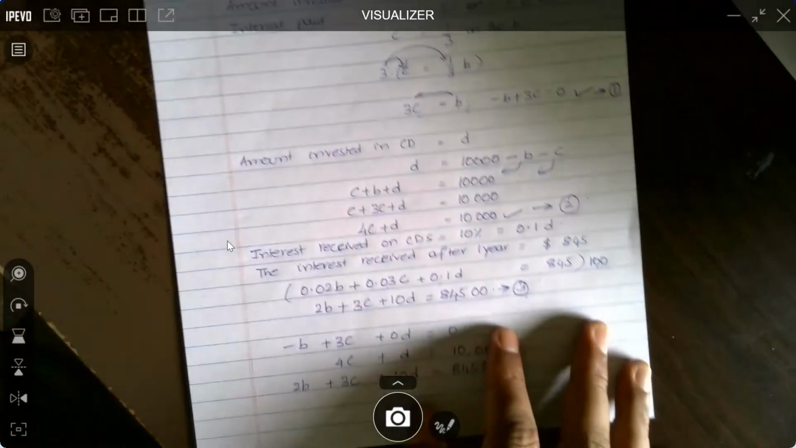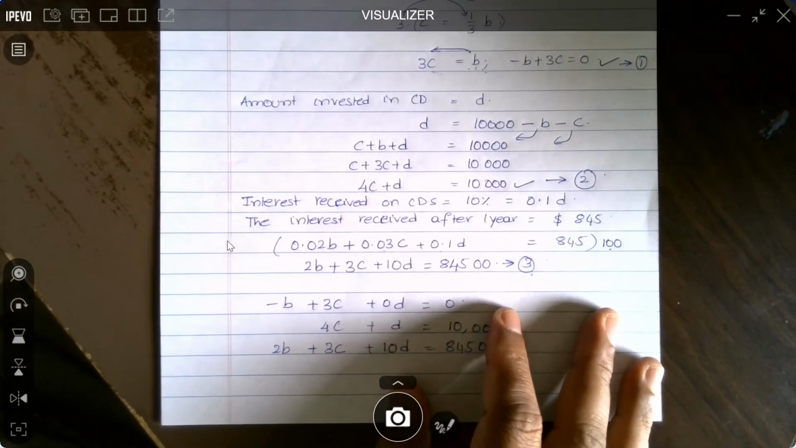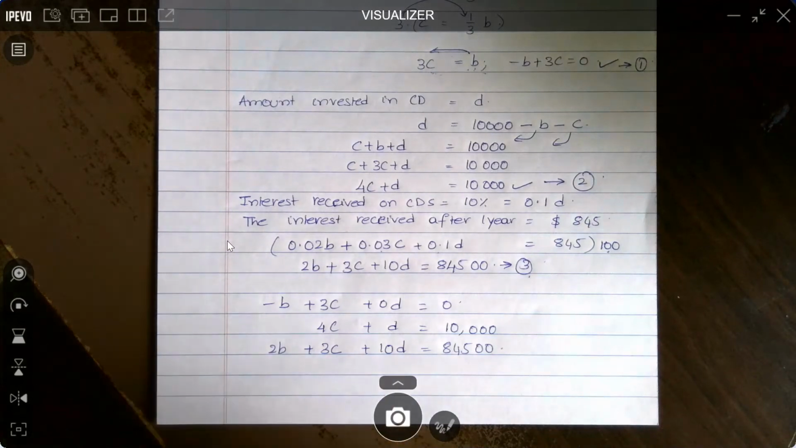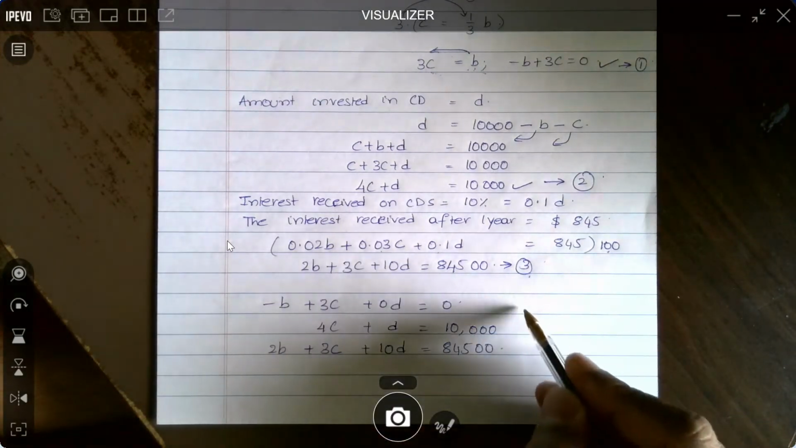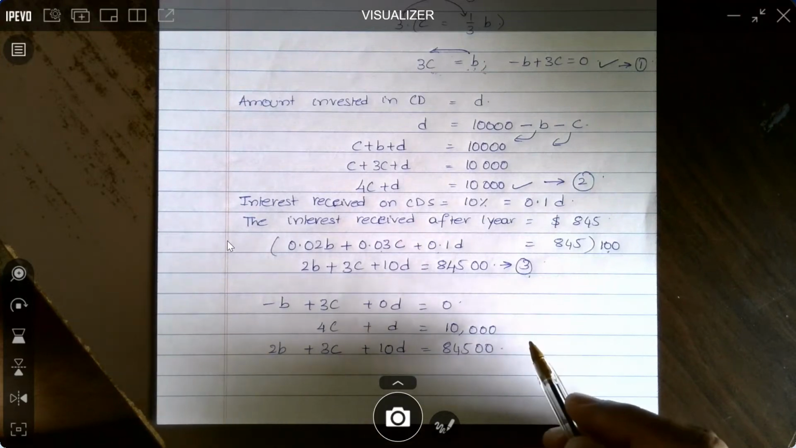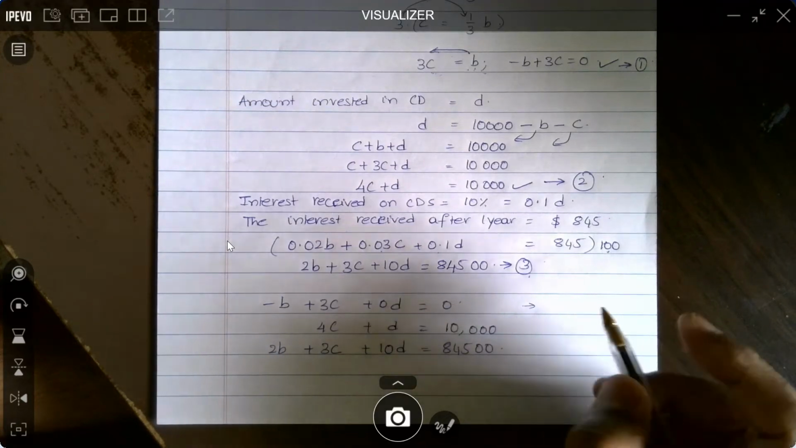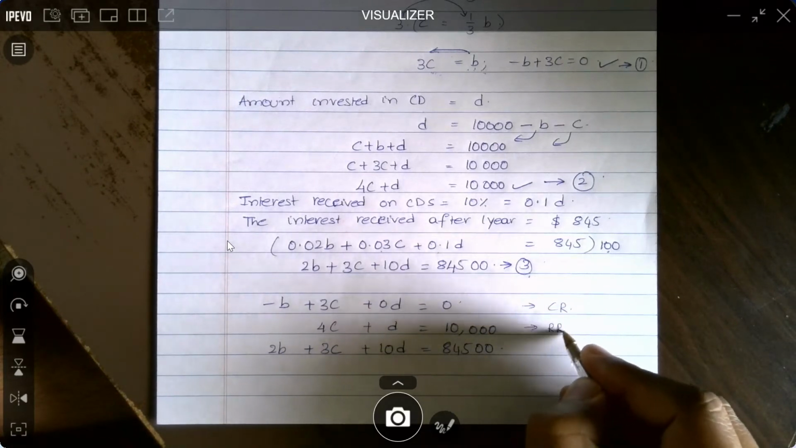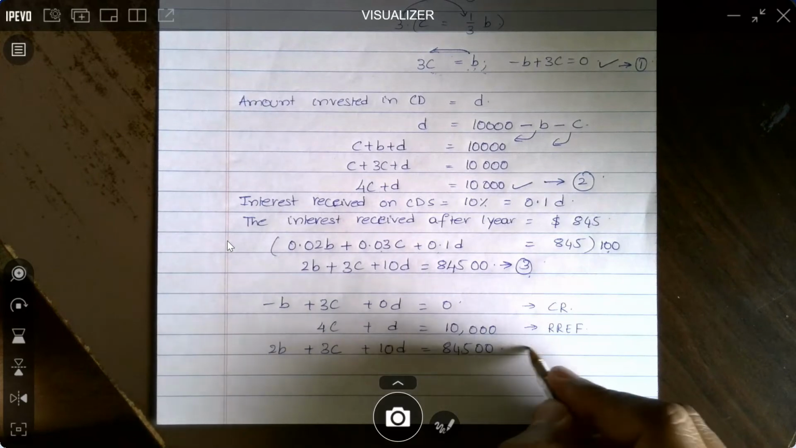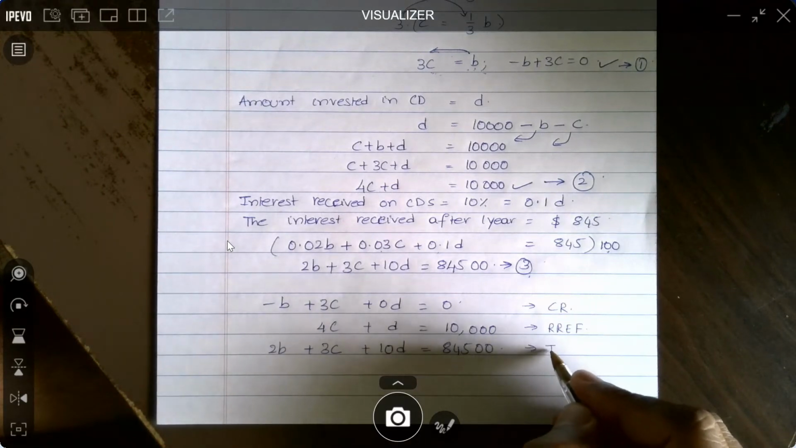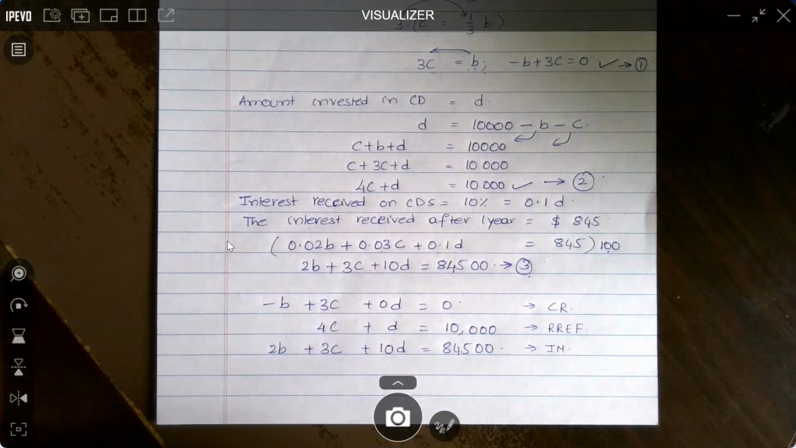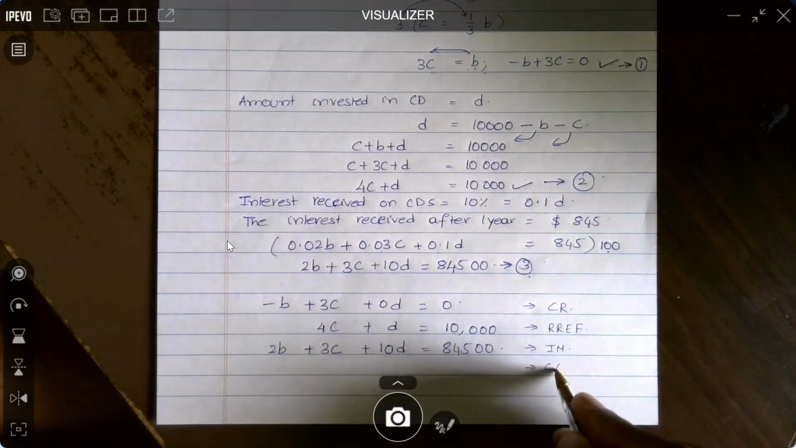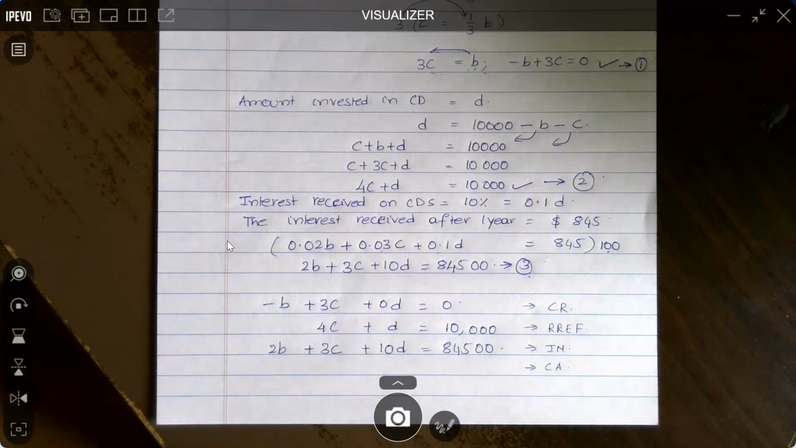You have 3 equations. Let me put it on the same page. So you have 3 equations. These are your 3 equations. So now what you can do is solve the system of equations, 3 equations and 3 unknowns. You can use Cramer's rule, or you can use row reduced echelon form, or you can use the inverse method, or you can just use the method that you learned in college algebra. So if you do that, then you're going to get the final answer.